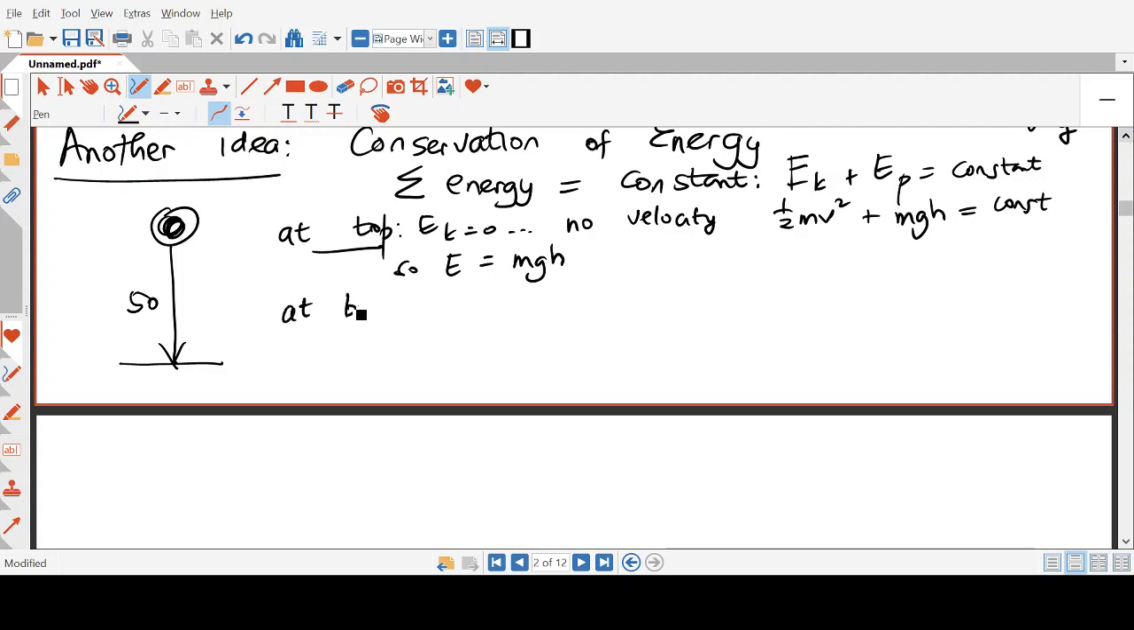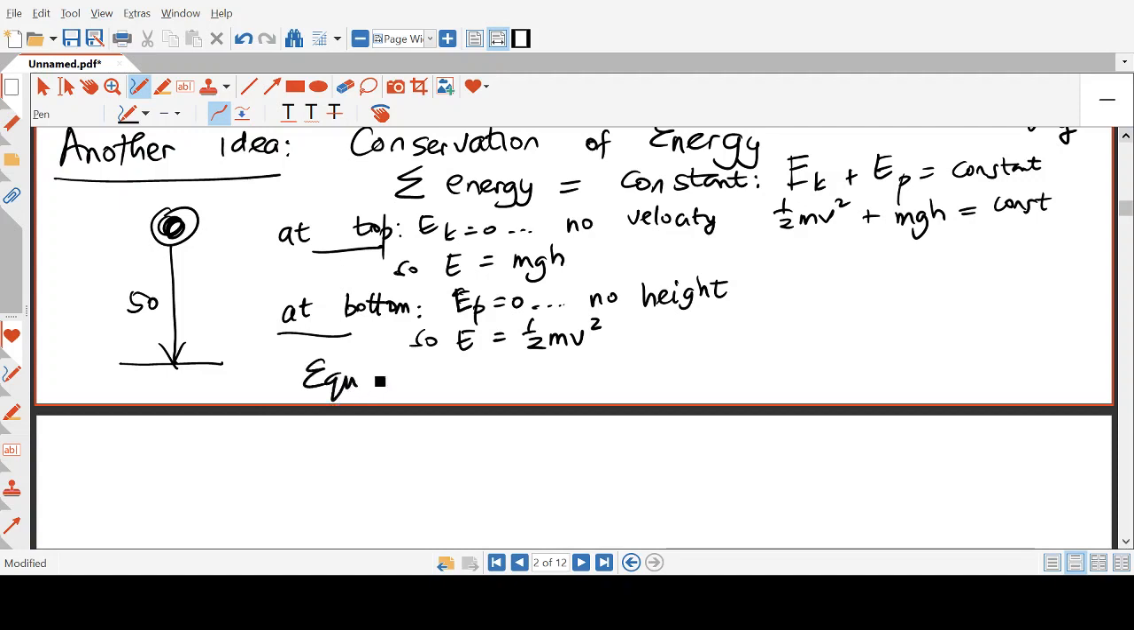At the bottom, EP is 0. The potential energy is 0 because there's no height. So the energy is half mv squared. Everything is kinetic. And now you can equate them because at any given point, the total energy is the same.